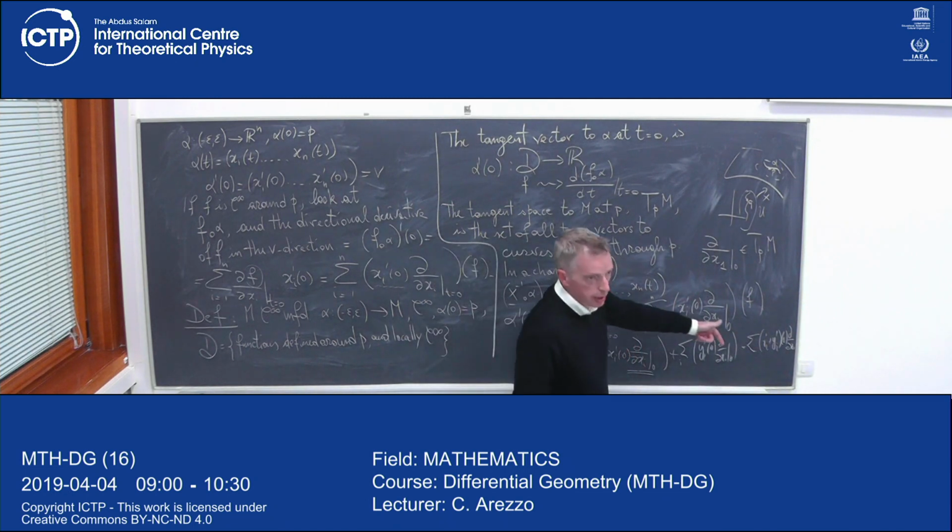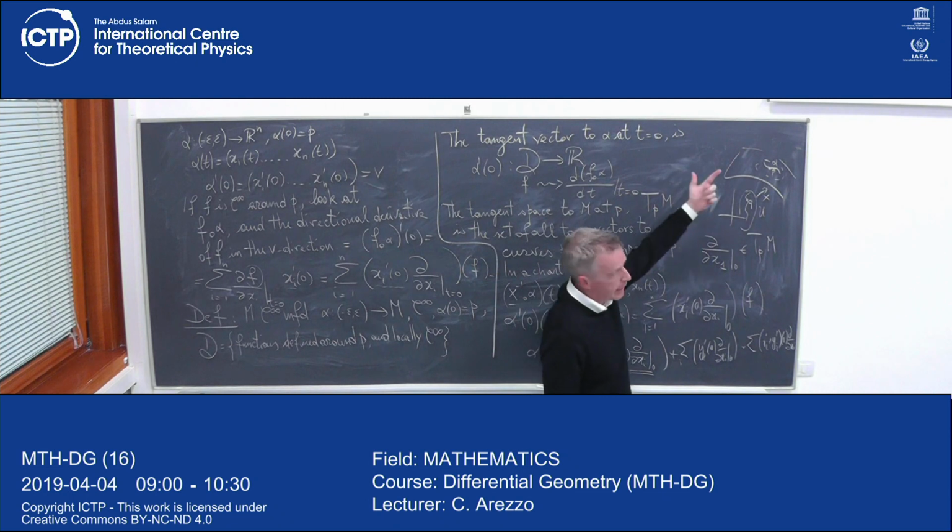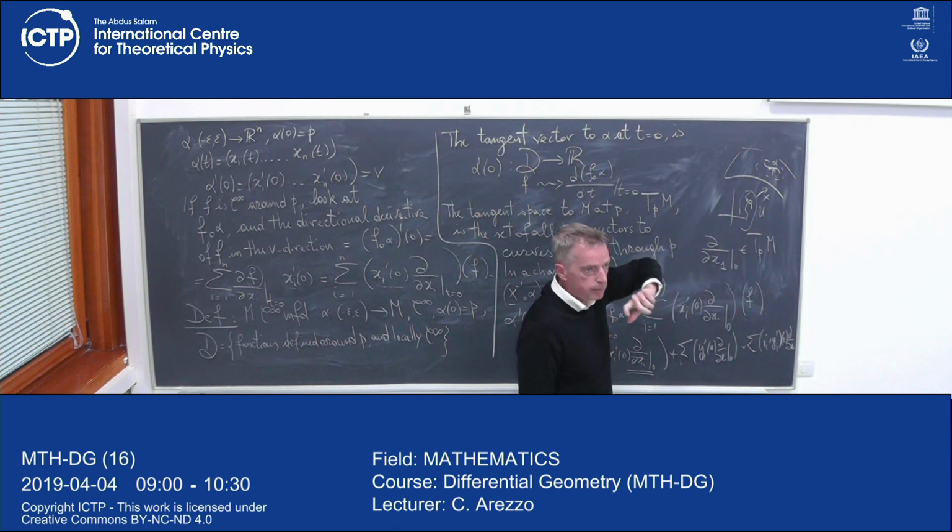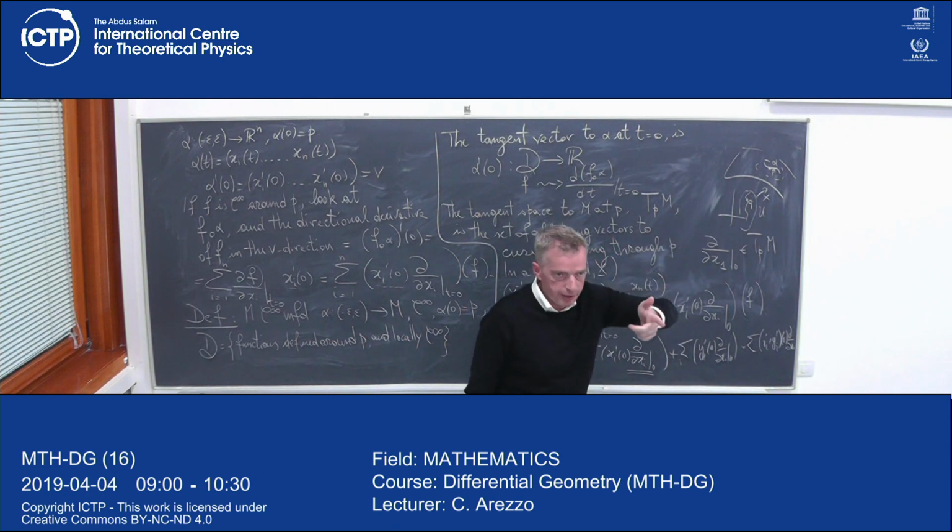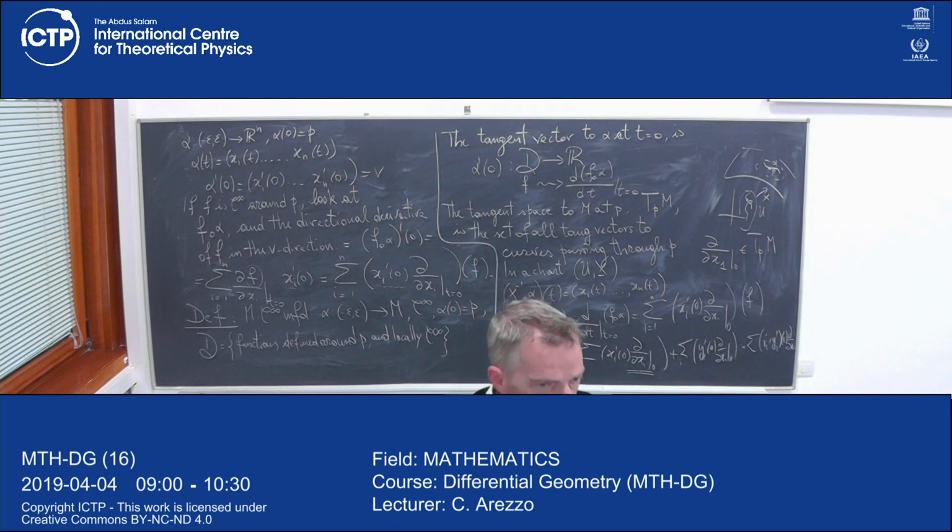That this structure as a vector space is independent of the chart. I use the chart to make it into a vector space. But what happens if I pick another chart containing the same point? Do I get the same structure? Do I get isomorphic vector spaces or not? In fact, isomorphic for sure because they are finite dimensional.